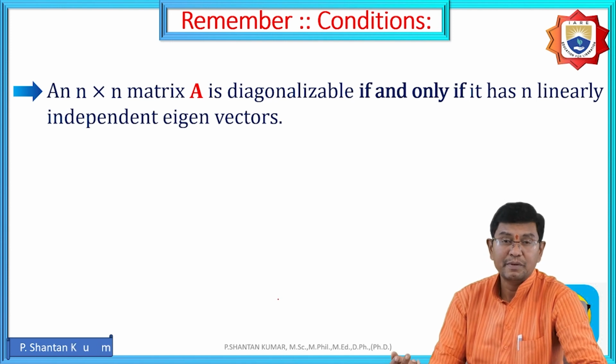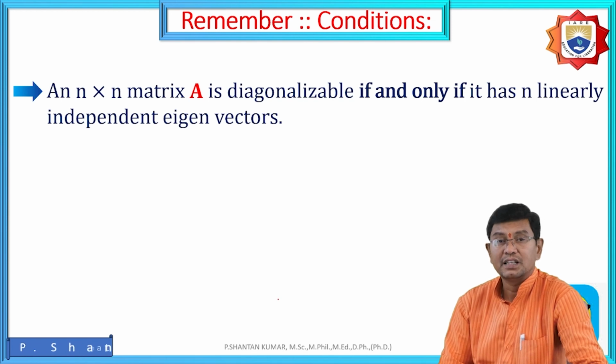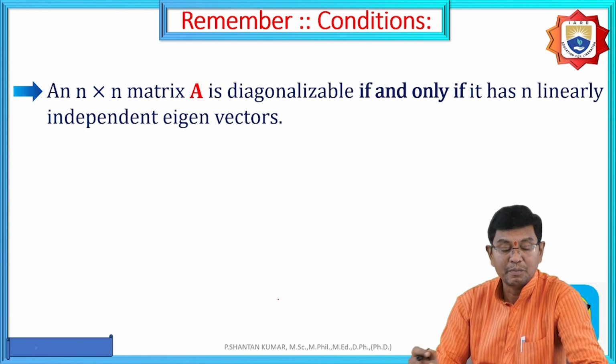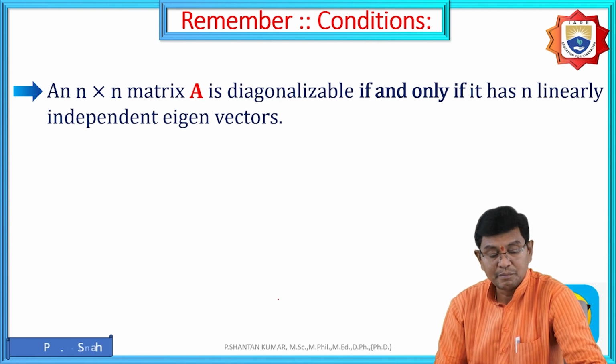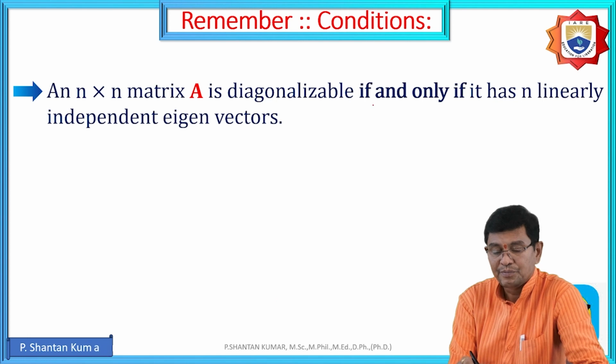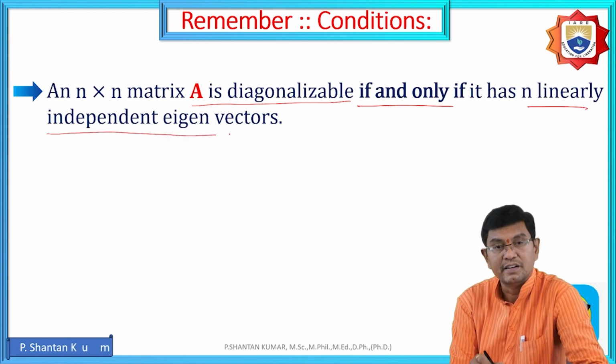Every matrix is diagonalizable? That is not like that. Every matrix is not a diagonalizable matrix. Based upon this remark, we need to remember the condition: an n by n matrix A is diagonalizable if and only if it has n linearly independent eigenvectors.